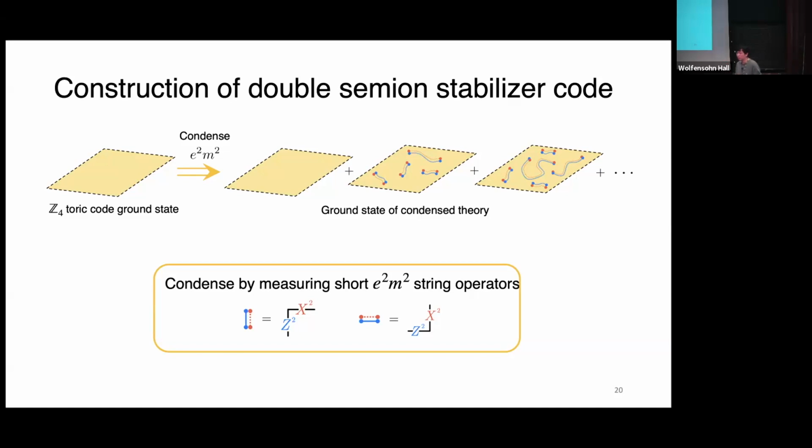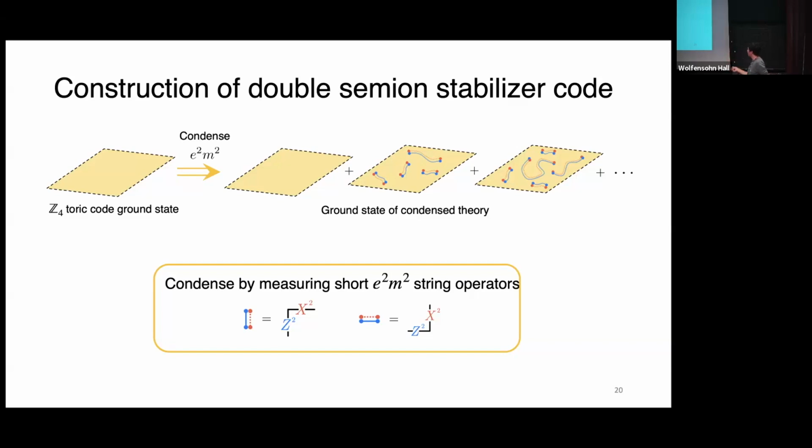Does this condensation correspond to adding a concrete local term to the Hamiltonian? Yes, that's a term that I need to add. Right, these are the terms basically. But just to give a picture of condensation, what needs to be done is that you create all possible configurations of these E square M square anyons and superpose all of them with equal weight, and that's the new state.